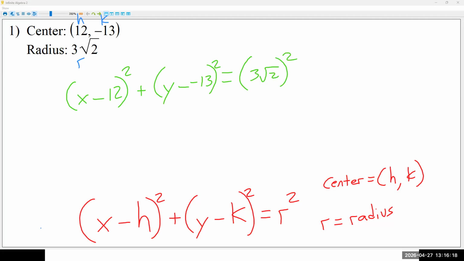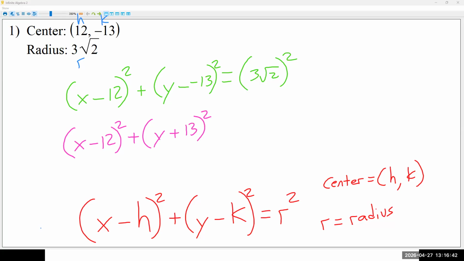Okay, so that's just plugging the values in. Now I'm going to simplify a little bit. First one, x minus 12, nothing I'm going to do to simplify it. I'm not squaring that out, leaving it just like that. Only thing I'm going to do on the next one is change that minus negative to y plus 13.